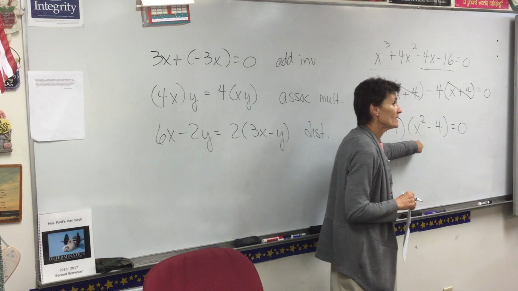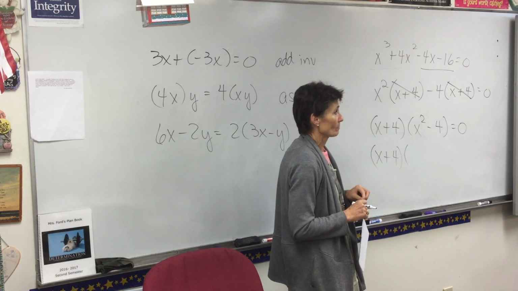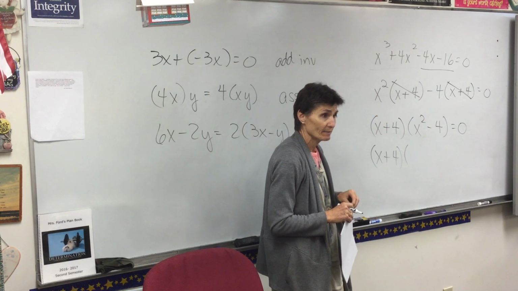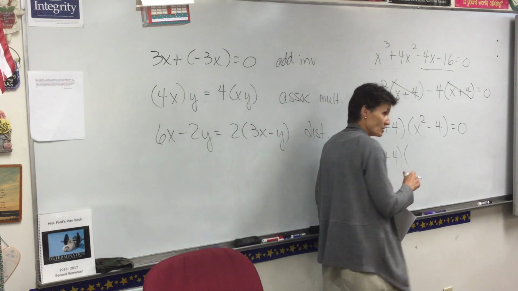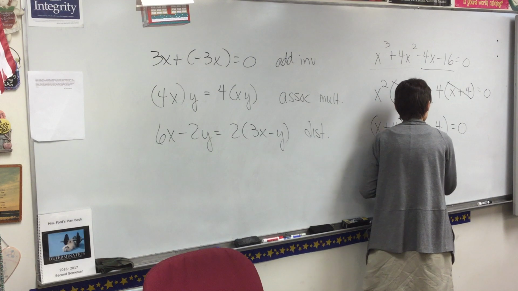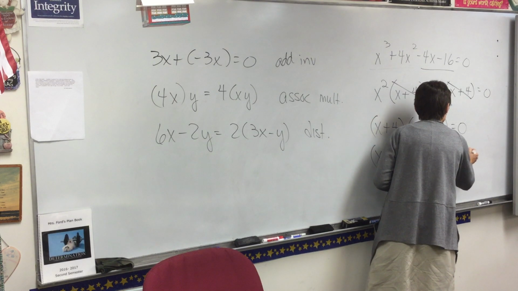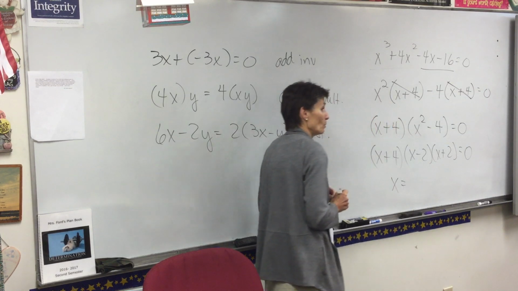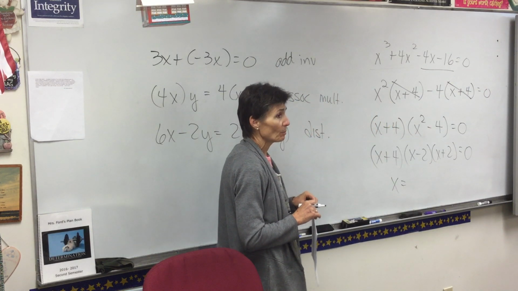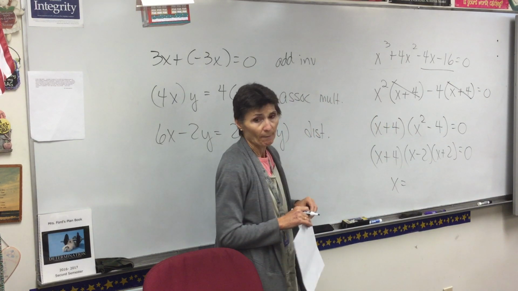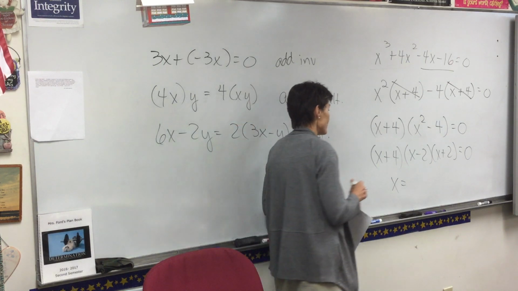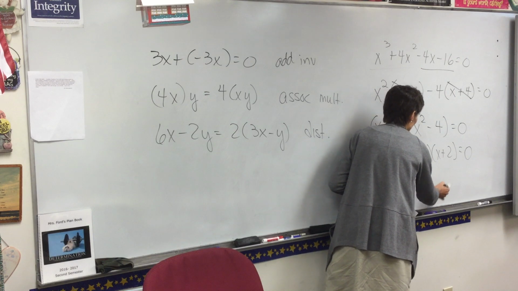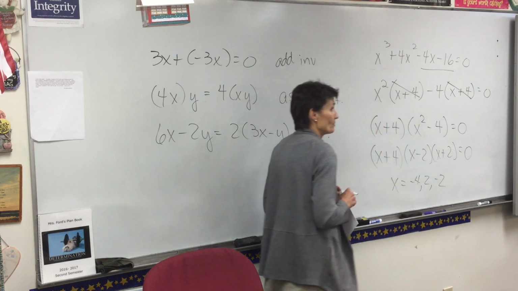Now, what about this? We talked about that. X squared minus 4. What is that? X minus 2, x plus 2. And now we can give our answer. X equals what? Take the opposite of the parentheses. Always, always, always the opposite of the parentheses. So x equals negative 4, positive 2, or negative 2.